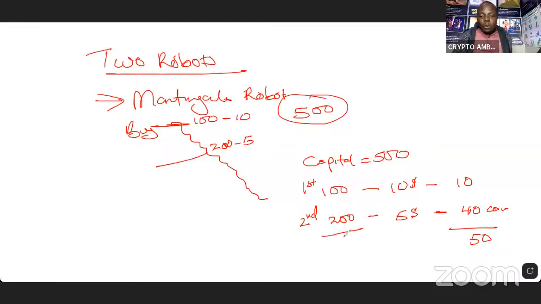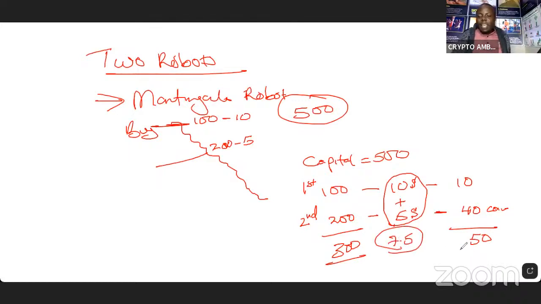With a capital of $300. What is my new average price? Because we shall get this plus this divided by 2. What is my new average price? Some answers in the chat. 7.5.